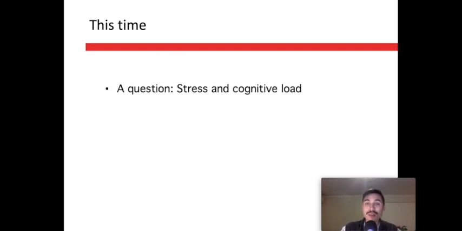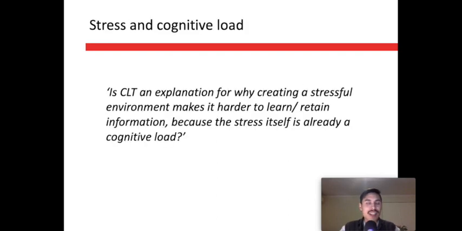Today we're going to have a similar format, and I'll start by answering two questions. The first question from Sophie is: is stress related to cognitive load, and is stress in fact a form of cognitive load? And the second question was from George, and George's question was about the relationship between cognitive load theory and inquiry or problem-based learning. Now, this is a fantastic question.